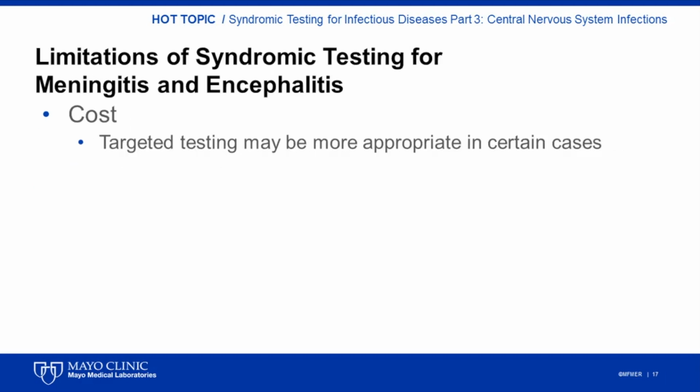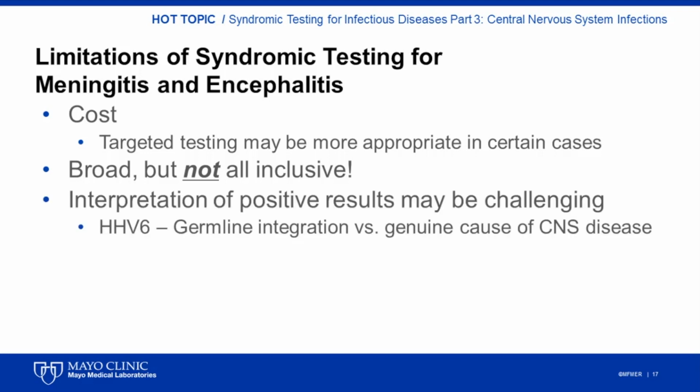There are, however, a number of limitations that should be considered when it comes to such syndromic panel testing. This includes the cost of these assays, which can be quite high. For this reason, targeted testing may be more appropriate in patients with a sufficiently high probability of infection with a specific agent for which alternative testing is available, such as in our second case of cryptococcal meningitis. Also, while broad, these panels are not in fact all-inclusive and do not target all possible causes of meningitis and encephalitis. Another challenge associated with this syndromic panel includes the interpretation of certain positive results.